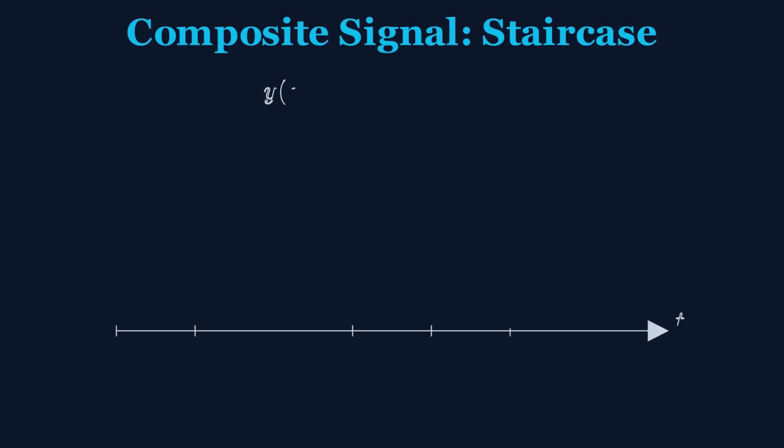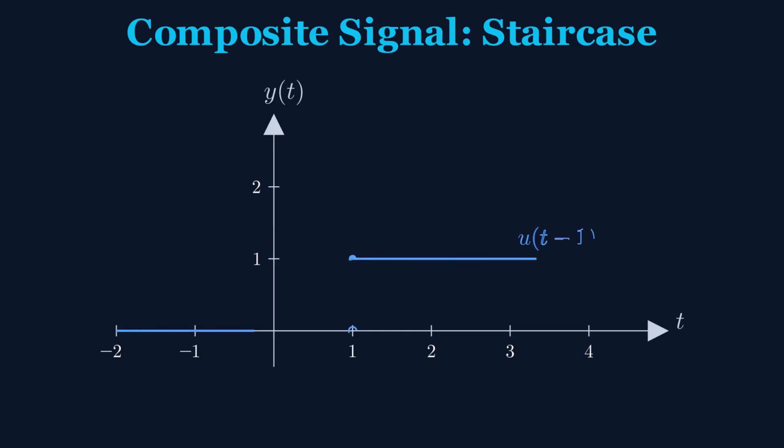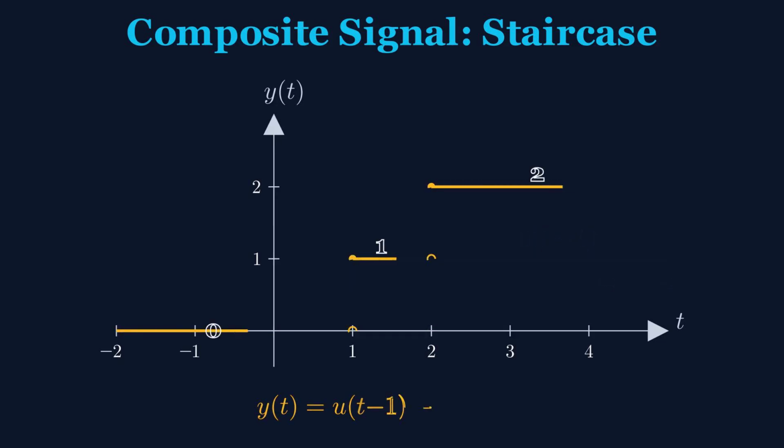Let us build a composite signal. Consider y of t equals u of t minus 1 plus u of t minus 2. The first component, u of t minus 1, is a step that turns on at t equals 1. The second component, u of t minus 2, turns on at t equals 2. When we add them together, we get a staircase. Y of t is 0 for t less than 1, 1 for t between 1 and 2, and 2 for t greater than or equal to 2. By adding more shifted steps, we can build any staircase pattern. For example, adding u of t minus 3 gives us a 3-level staircase.